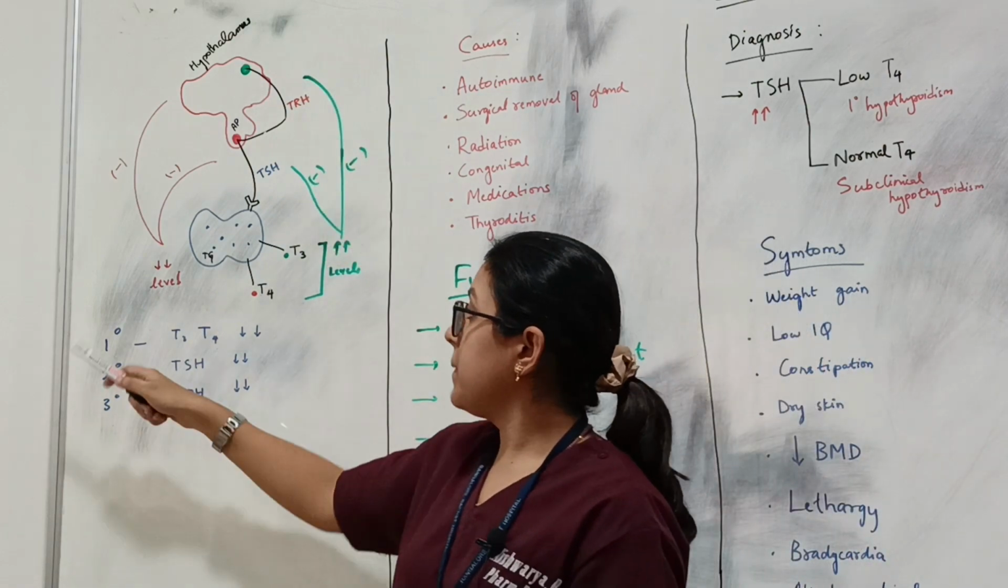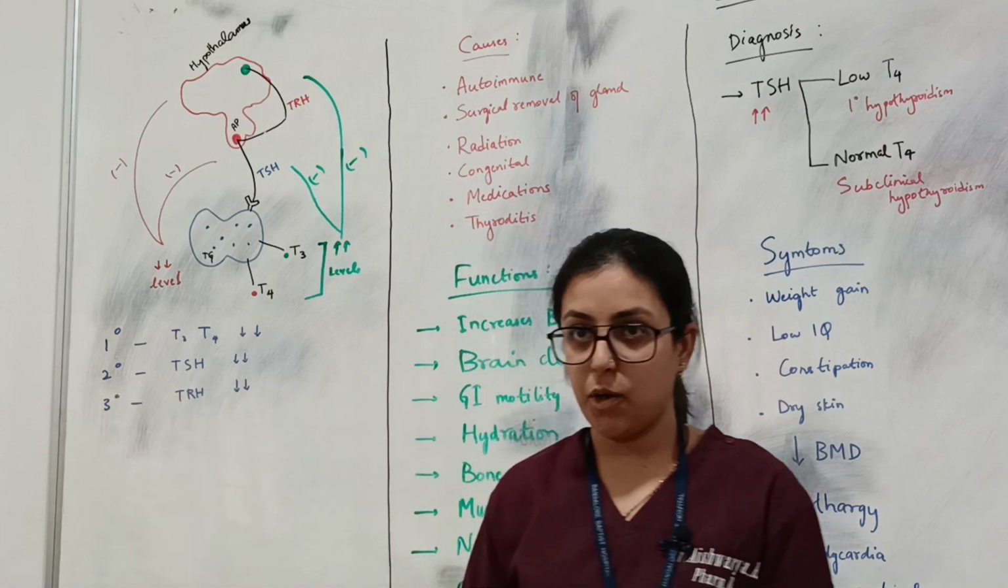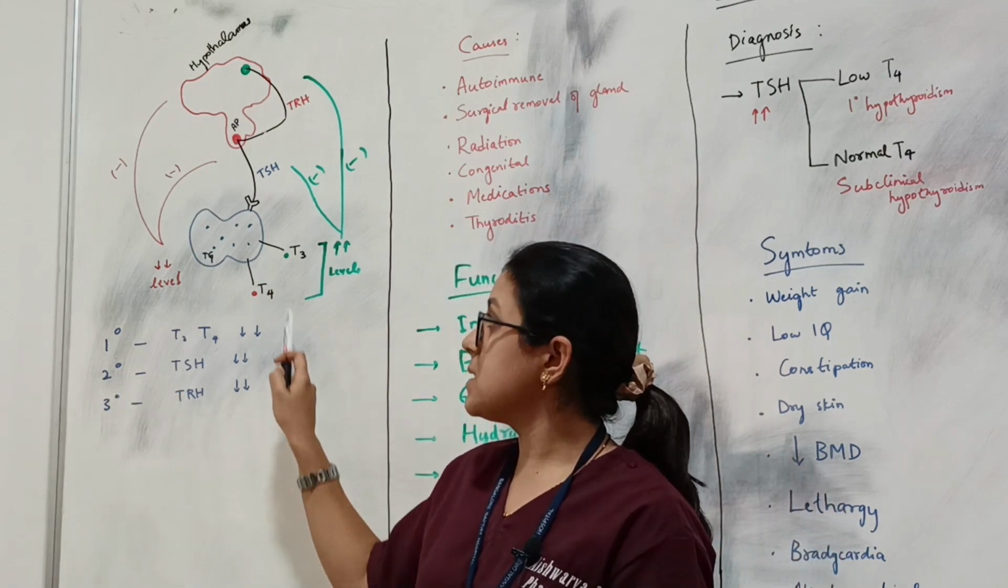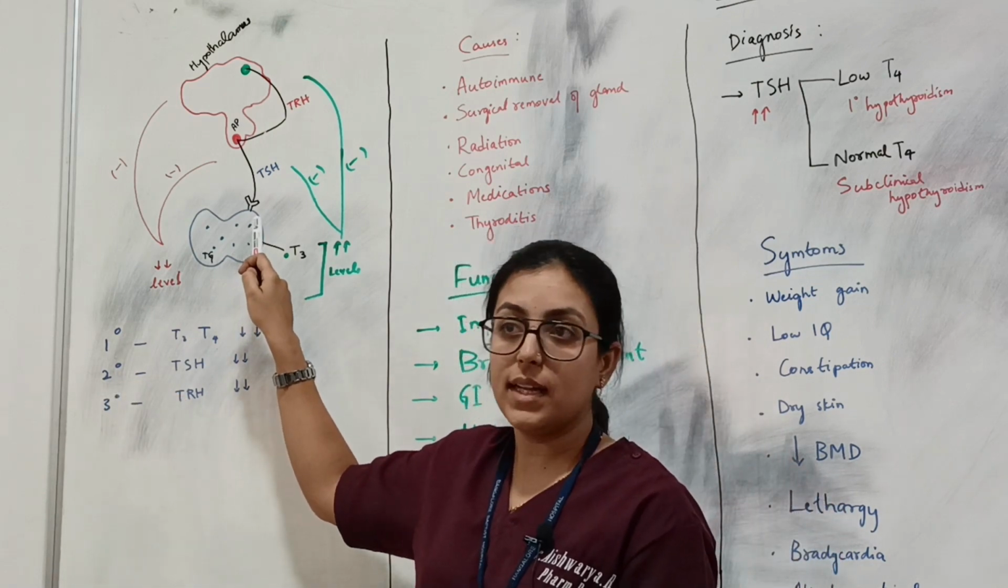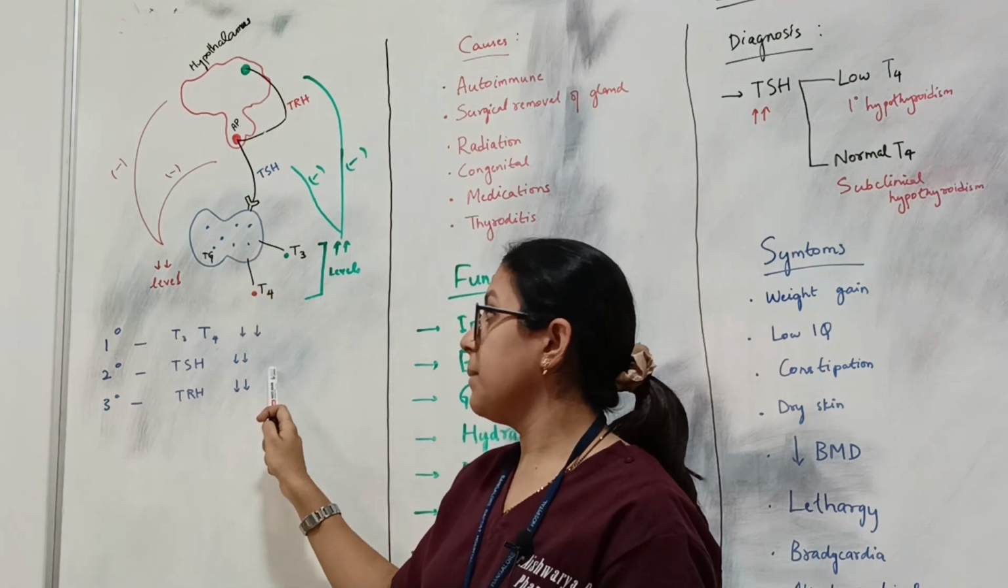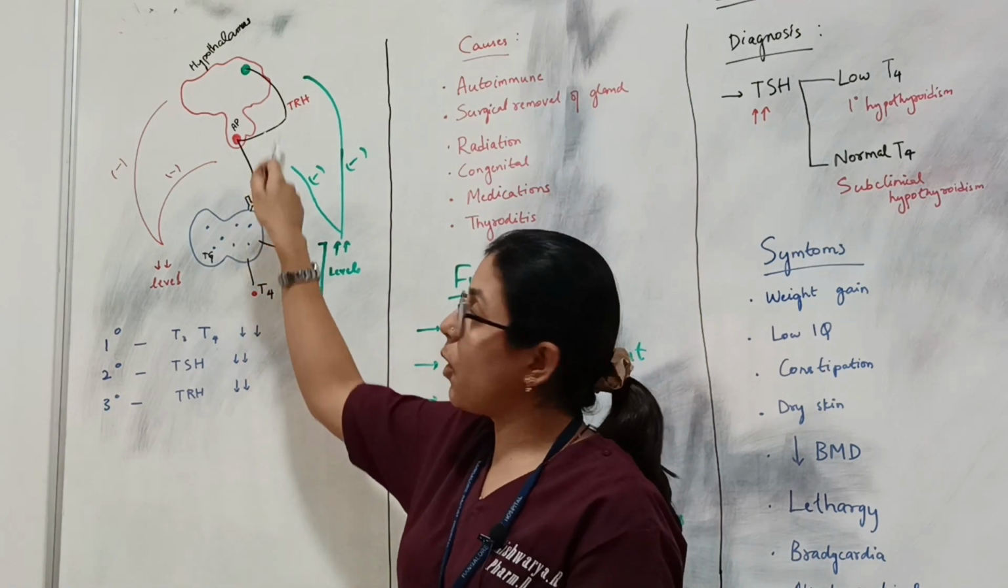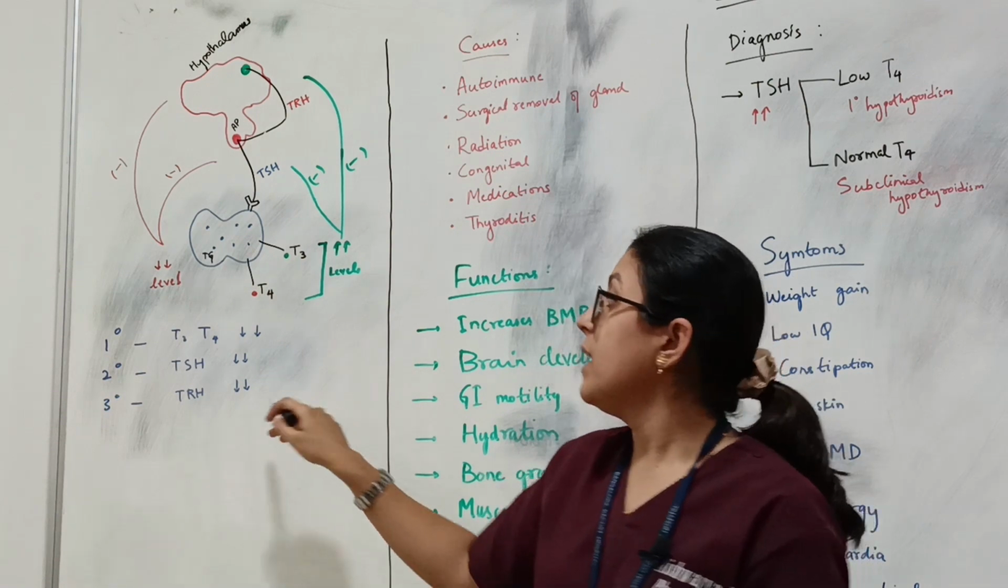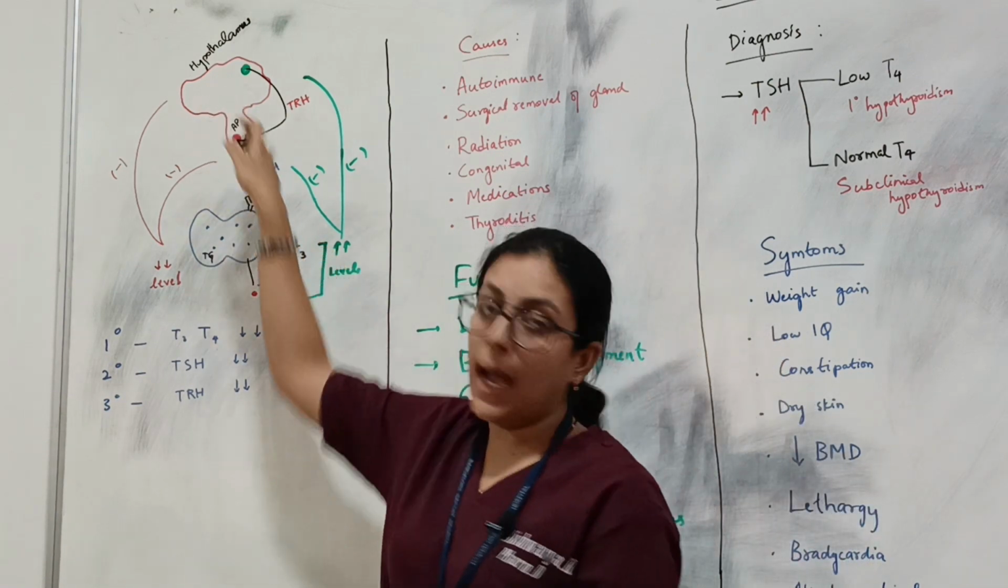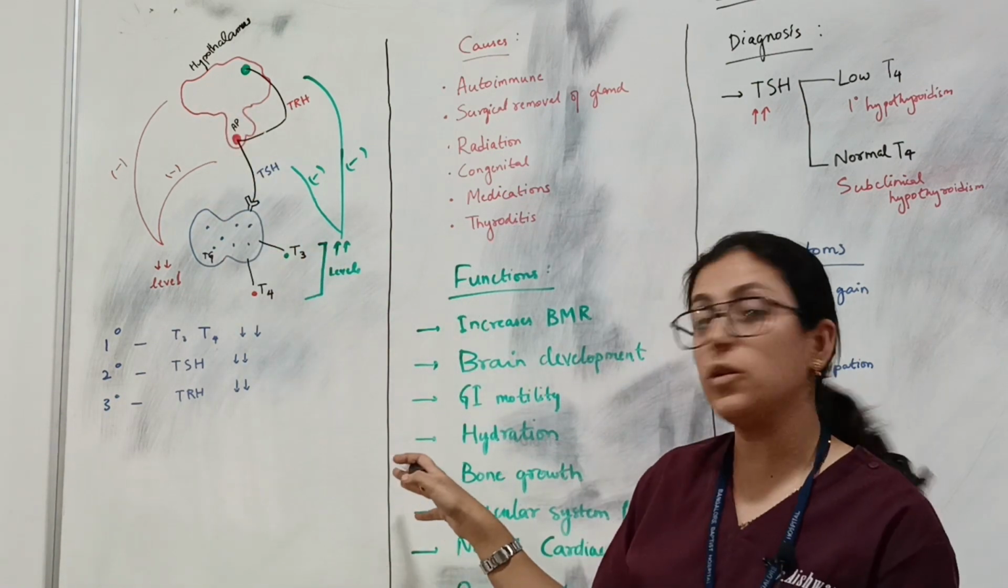So there are primary, secondary and tertiary hypothyroidism. Primary hypothyroidism is mainly caused by a problem in the gland itself. Secondary hypothyroidism is any problem in the anterior pituitary gland. If there is a problem in the hypothalamus, then that is tertiary hypothyroidism.